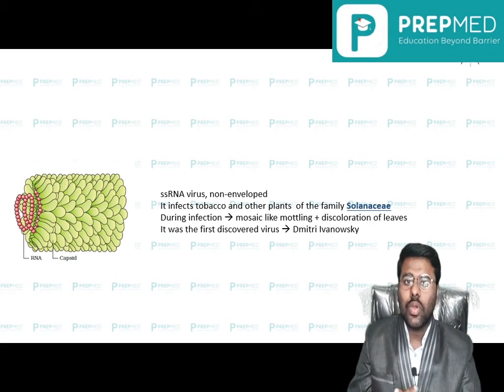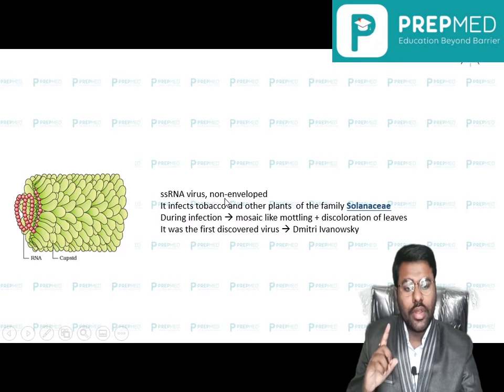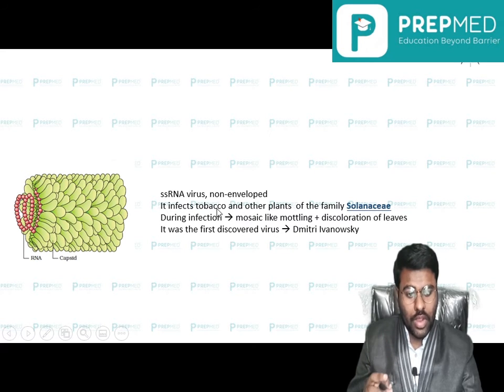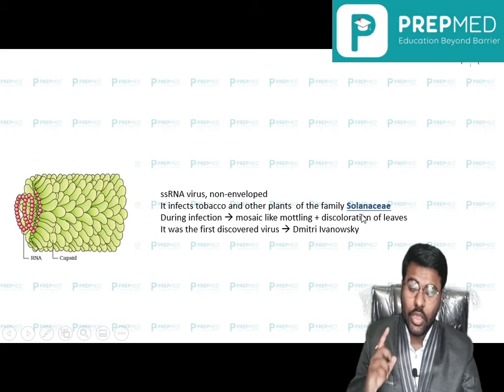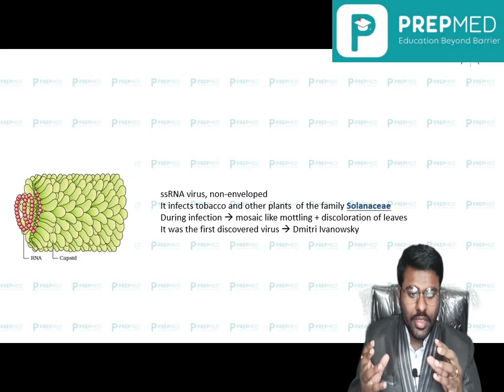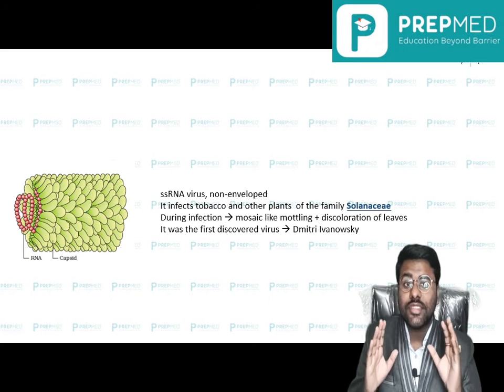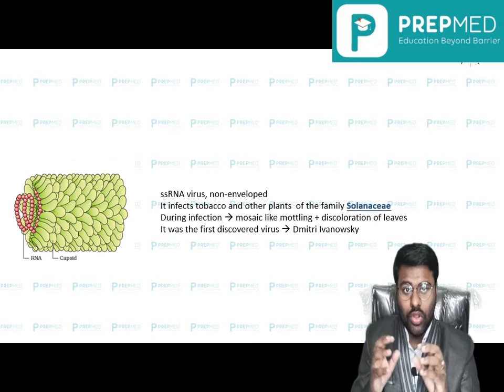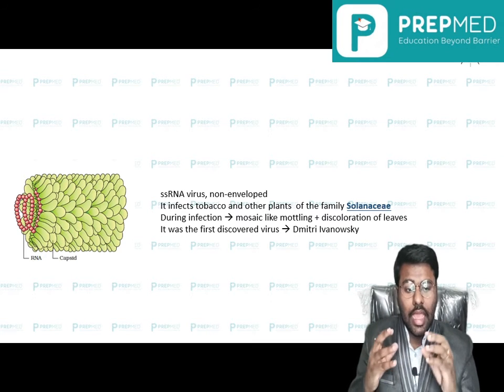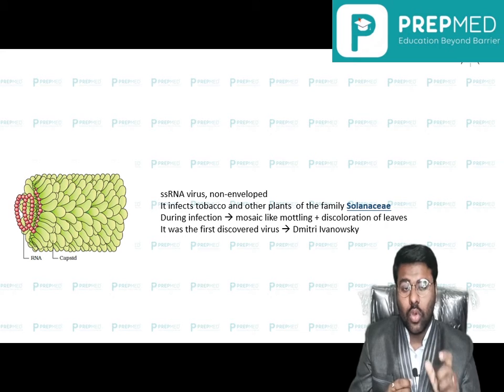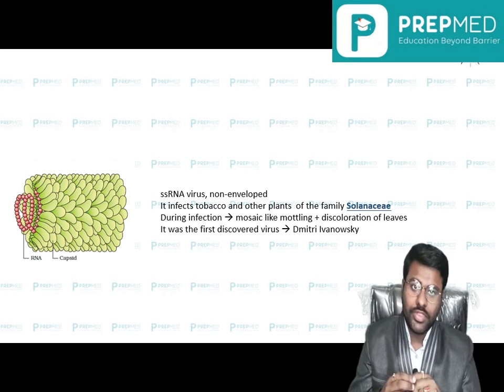Coming to slide number 2, where I am dealing with tobacco mosaic virus. This is the RNA part and this is the capsid part, and it is ssRNA and non-enveloped. This can affect tobacco and other plants of the Solanaceae family. During the infection, the mosaic-like mottling and the discoloration of the leaves are the signs when the plant is affected by tobacco mosaic virus.